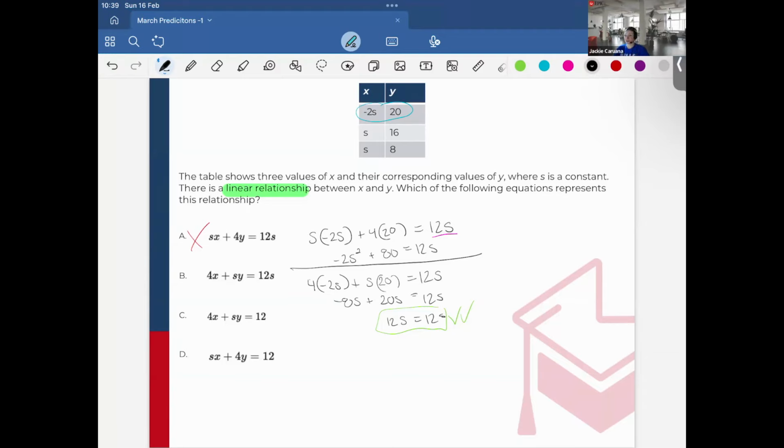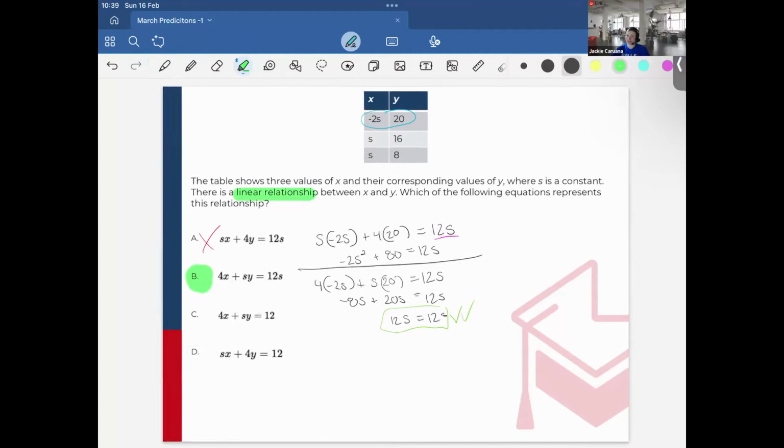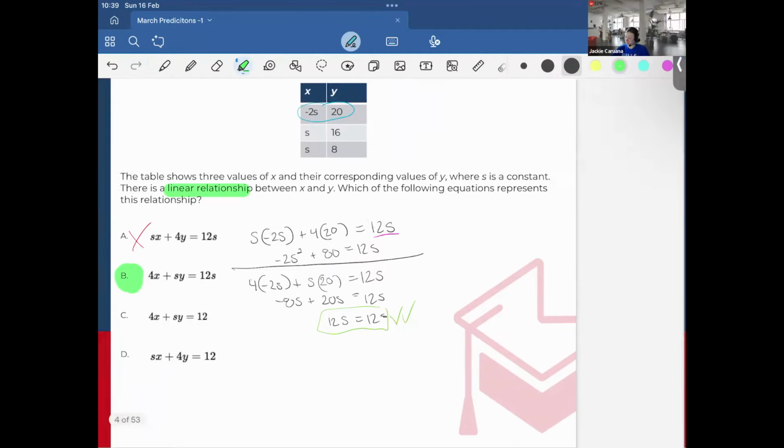We could also find the slope, derive it, see which equation it works with, but I'm trying to solve that quickly. So I'm liking my plugging in method.